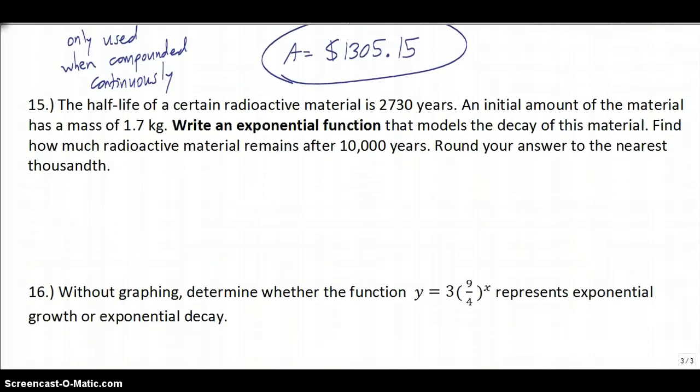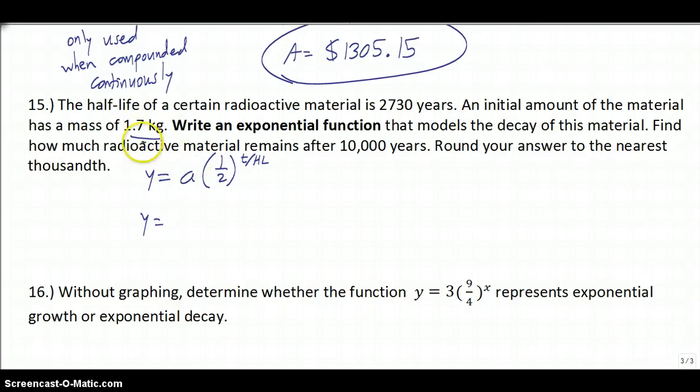The half-life of a certain radioactive material is 2,730 years. The initial amount of the material has a mass of 1.7 kilograms. Write an exponential function and then figure out how much remains after 10,000 years. So half-life will be another formula they'll give you. A times 1/2 to the T over HL. A is the initial amount, T is time, and HL is half-life, obviously.